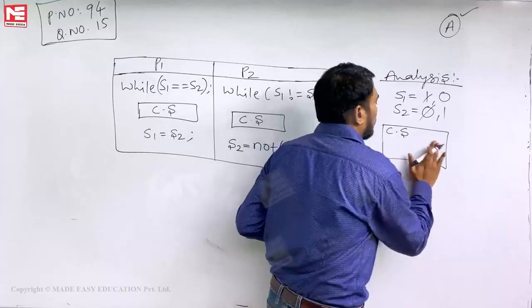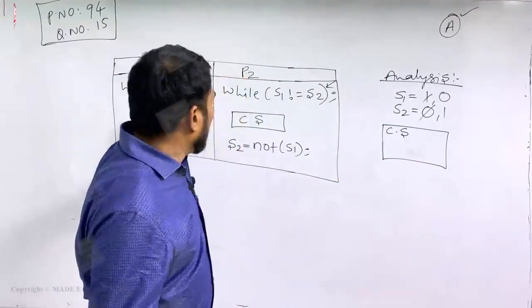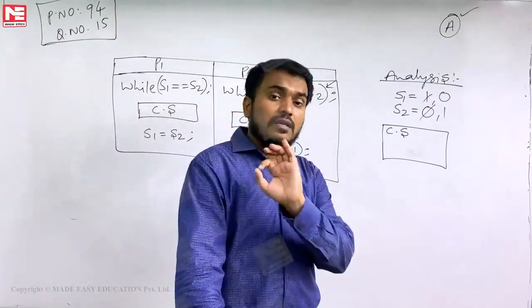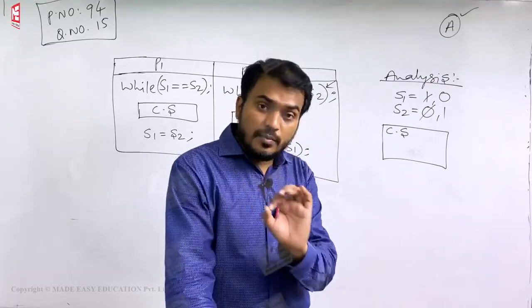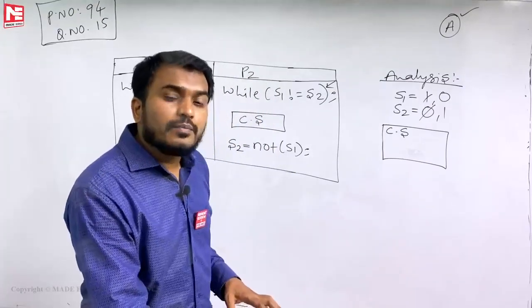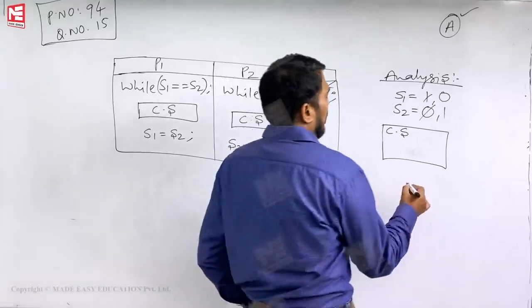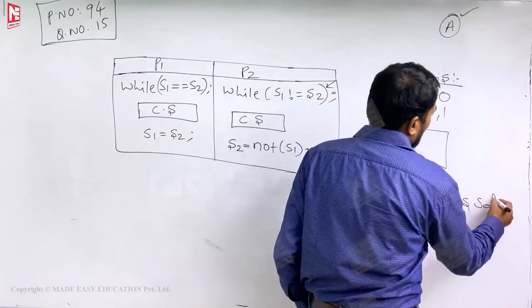So what you understood now? When P1 is there, P2 not allowed. P2 is there, P1 not allowed. You can try in any possible manner. Only one process is allowed into critical section. So it means mutual exclusion is satisfied. So I am writing here the first condition, mutual exclusion is satisfied.